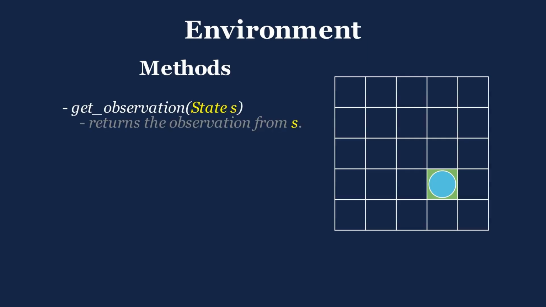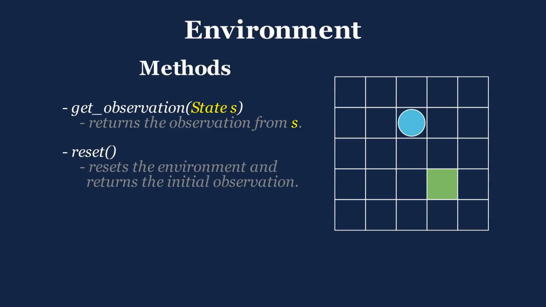getObservation. This method takes the current state and returns an observation. The observation contains the information that the agent will be given about the environment's current state. In this case, getObservation will return the player's current position. Reset. This method initializes the environment and returns the initial observation, ob0. The player is placed in the top left corner of the grid, and ob0 represents this starting position.